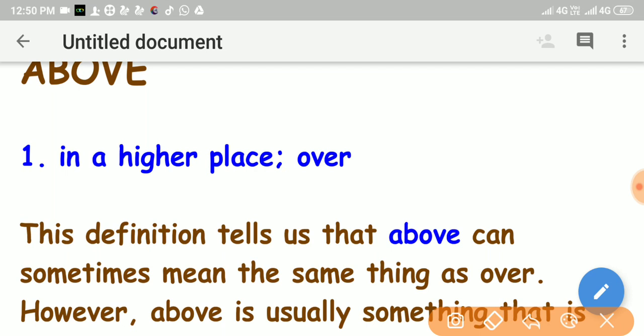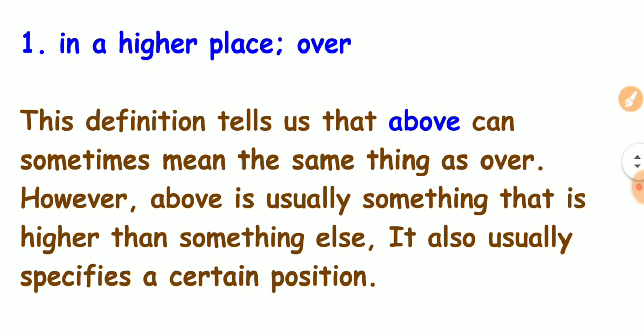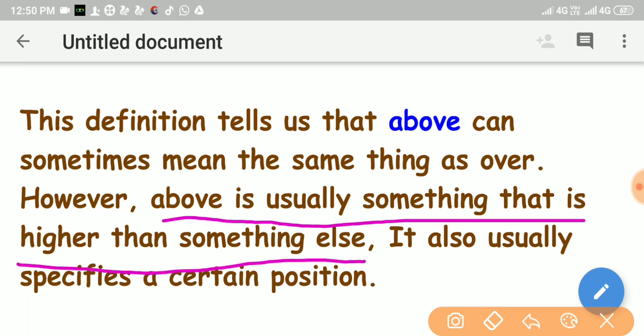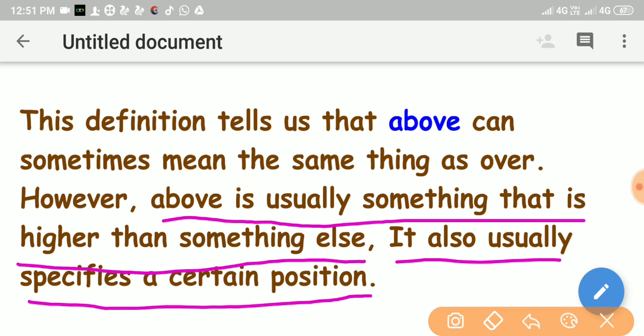This definition tells us that above can sometimes mean the same thing as over. However, above is usually something that is higher than something else. It also specifies a certain position. See, my dear friends, above is usually something that is higher than something else. Over is also something that is higher than something else, but here it also usually specifies a certain position.